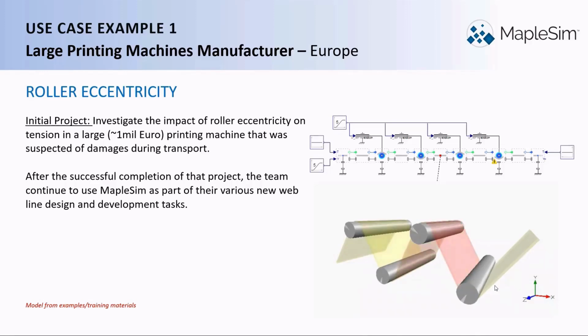Our customer wanted to do a proof of concept to see if they could identify this kind of thing with a model. And sure enough, they were able to inject eccentricities into a model. They were able to introduce the same kind of failure their customer had, so they can say with confidence, it's this roller that's causing the problem, because we can reproduce what you're seeing in our simulation software. They now use this as part of their new line development tasks as they're investigating and building new machines.